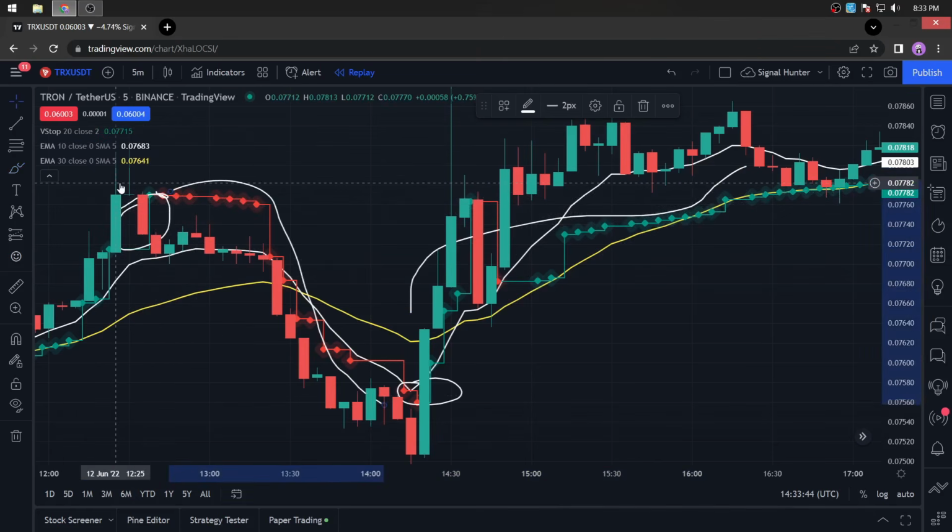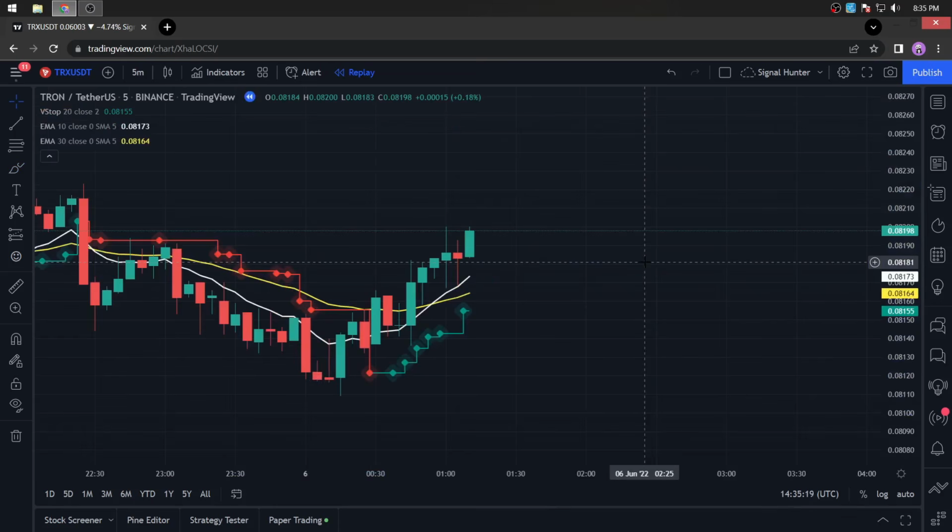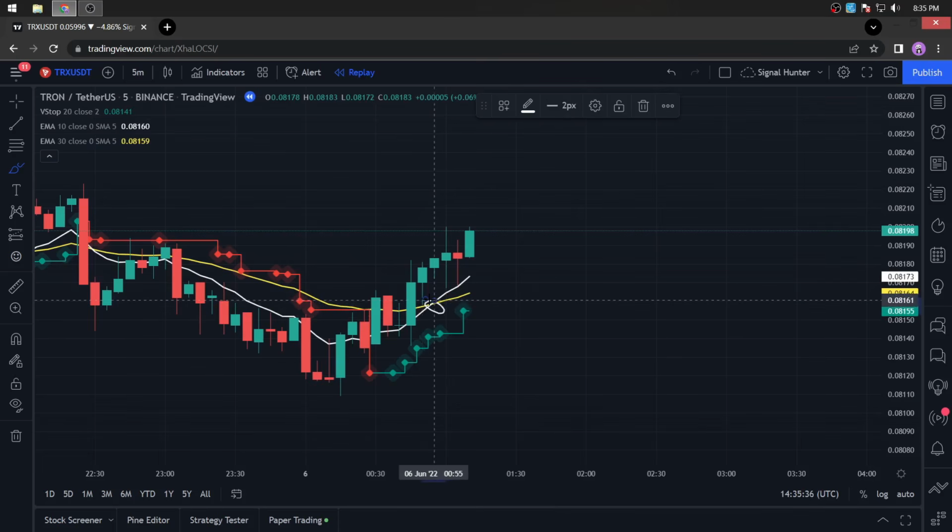Now let's see how you can generate buy and sell signals with the two indicator combination. For a buy signal, the first confirmation is that the 10 period EMA must cross up the 30 period EMA. The second confirmation is that the candle has to cross up the volatility price line and the volatility price line color has to change from red to green. The third confirmation is that the candle has to separate from the EMA line, and the fourth confirmation is that the candle color has to be green.